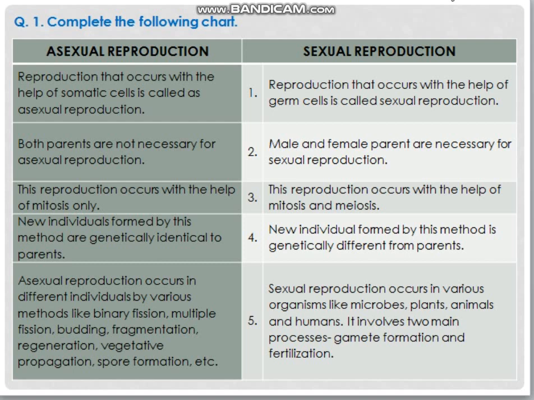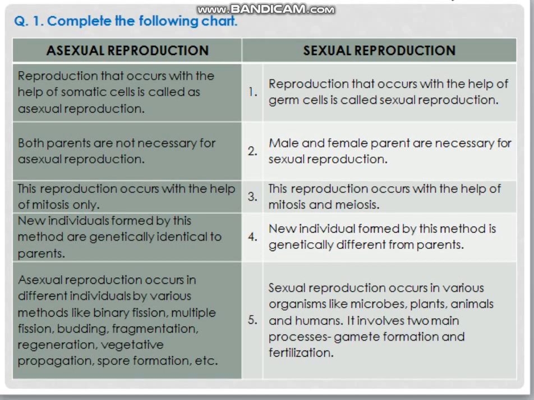Okay. So there are basically 5 differences. This question can also be asked in a different way. Give the differences between sexual and asexual reproduction. For that as well, you have to write the same answer. Then we go to the next question.